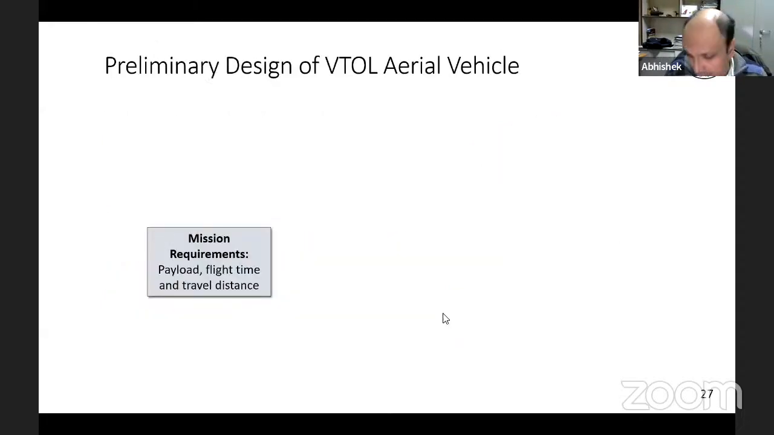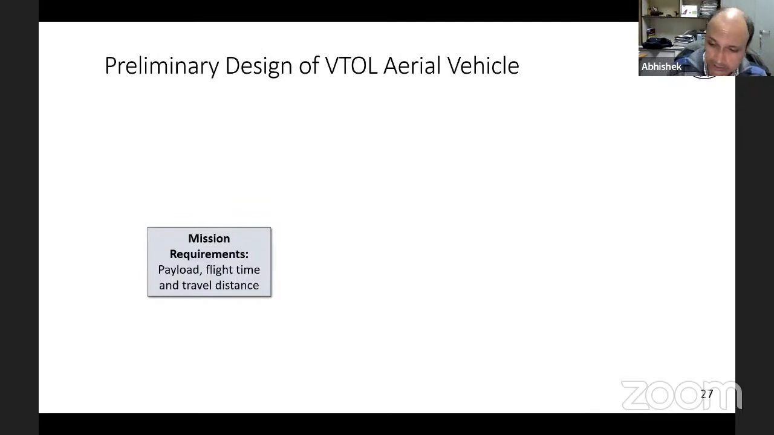So that brings us to the design process, the way it works. This is where the more technical part starts. First, of course, you have to define the mission requirement, which is known to you, given to you in the RFP or the problem statement you are working on. There we talk about payload and travel distance. Now, based on the design drivers, by now you should have decided which configuration you are going to build for meeting the mission requirements.